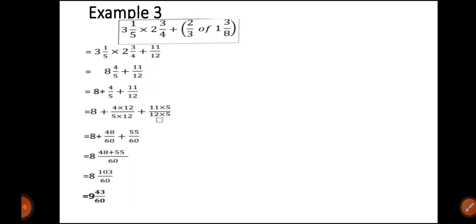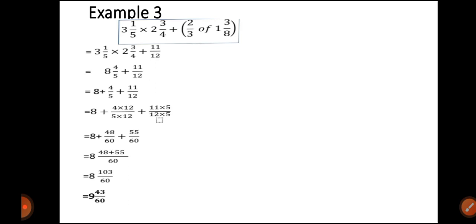Example 3 says 3 whole number 1 over 5 times 2 whole number 3 over 4 plus bracket open 2 over 3 of 1 whole number 3 over 8. First of all, like we said earlier, let's start with the bracket first. 3 whole number 1 over 5 times 2 whole number 3 over 4 plus. Now we are working on the one in the bracket.